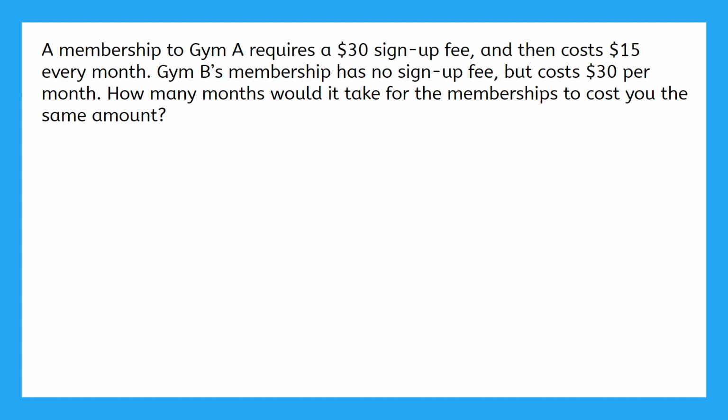First, we want to know when the costs of Gym A and Gym B will be equal. So we'll just write Gym A equals Gym B. Now we want to replace these with the actual costs. We were told that Gym A charges a $30 sign-up fee up front. So we're going to write down 30. We also know that there's an additional $15 charge every month. So we write 15M. The M means that it happens every month.